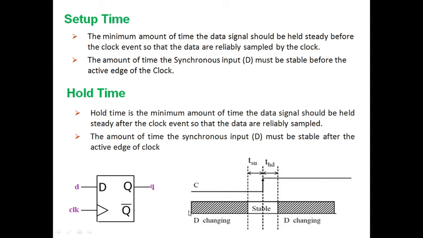So here in the diagram, D is the data signal, and for this data signal a data event will be there. C is the reference signal, or the clock signal, and for this clock signal a reference event will be there. That means the clock signal has the reference event, and the data signal has the data event. Now what is an event? Moving from one point to another point is an event.